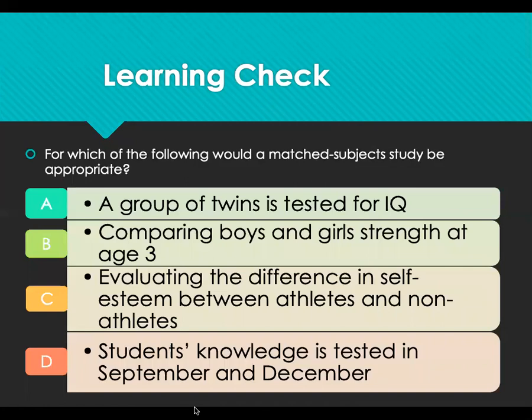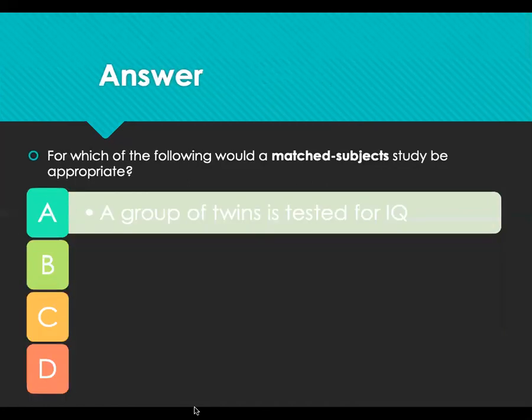And the answer is A, a group of twins, right? So presumably the twins should be similar in most other ways, right? Gender, age, other variables that might be influential on the dependent variable, but they're not literally the same person being measured twice.